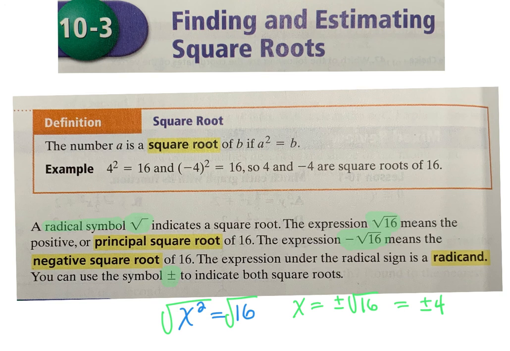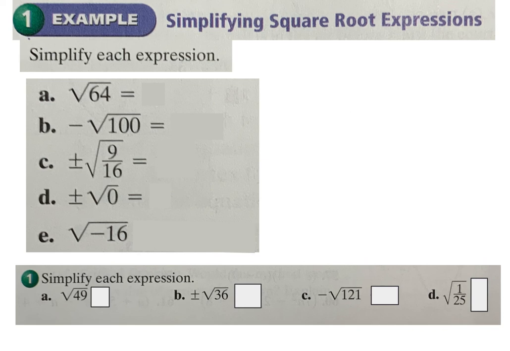All right. Simplify the expression. So these are just looking for principal roots here, or negative roots if the negative is in front of it. All right. So the first one, square root of 64. Square root of positive 64, hopefully you know that one, is just positive 8. For B, they are looking for the negative root of 100. Well, the root of 100 is 10, so the negative root is going to be negative 10.